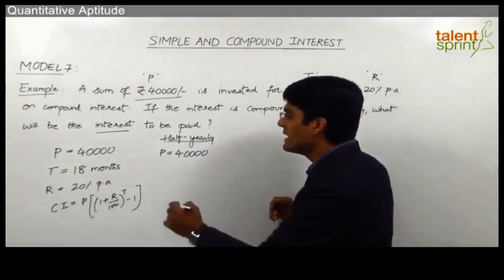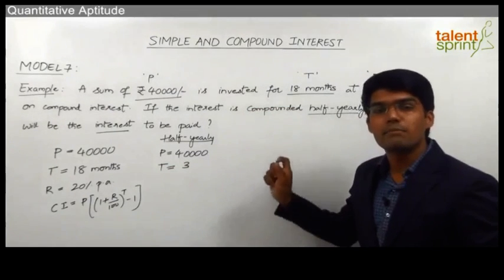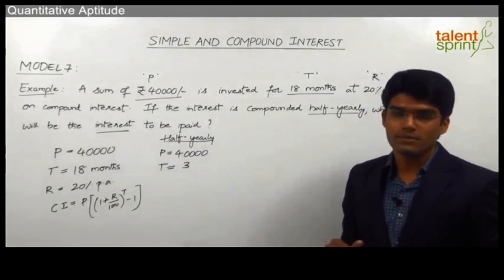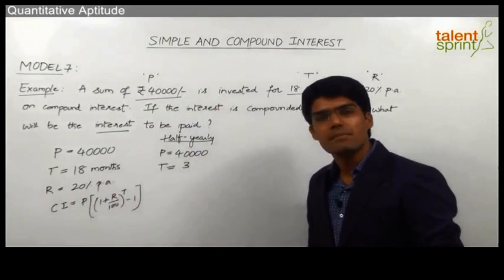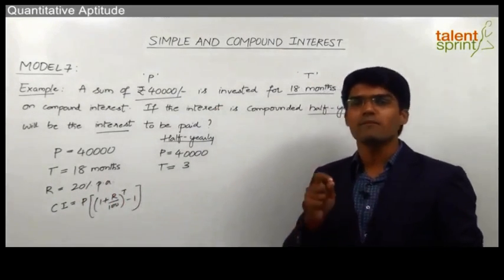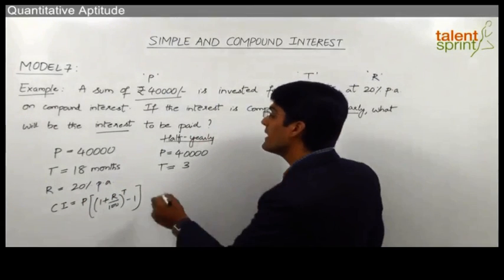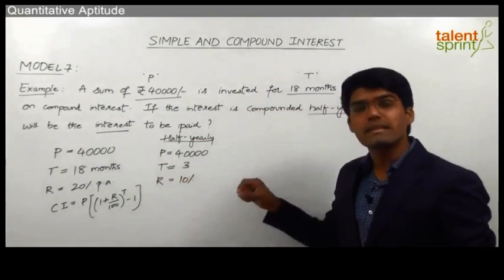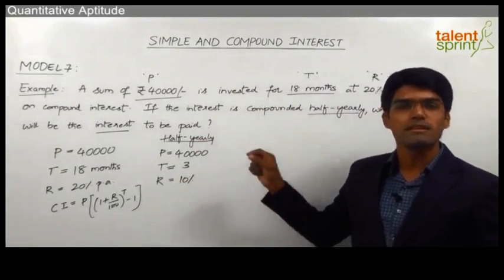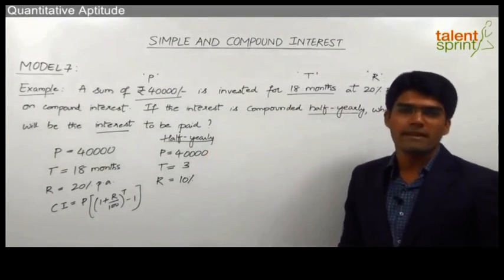So we can say that the time that has to be used in the calculation should be 3. This is 3 periods where each period is equal to 6 months. And the given rate of interest is 20% per annum. That means 20% for 1 year. But since this is a half yearly compounding, the rate of interest that we need to use should be only 10%. 10% per period, where each period is 6 months. So these are the 3 values that have to be used in finding out the answer.